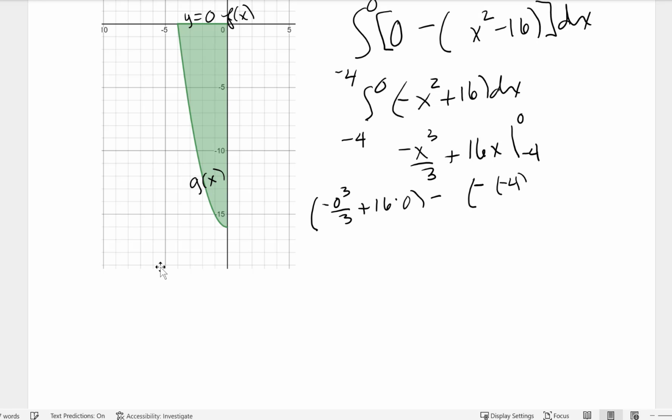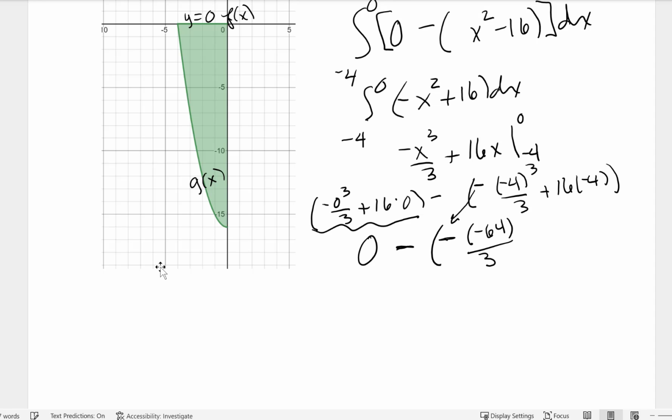I'm going to put a parenthesis around the negative 4, so I hold on to that sign. And then I'll do that again with the 16 times negative 4. Okay, this whole first thing, this is 0. Here's minus, parentheses. This negative is this one. Negative 4 cubed, negative 64 over 3. And then 16 times negative 4 is negative 64.